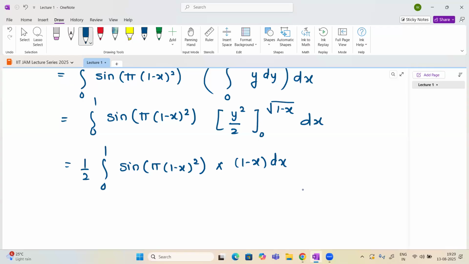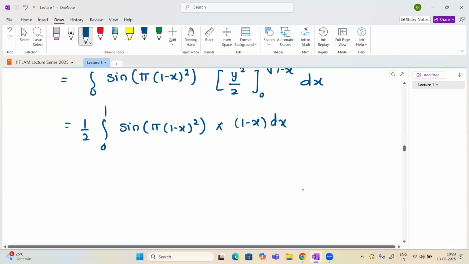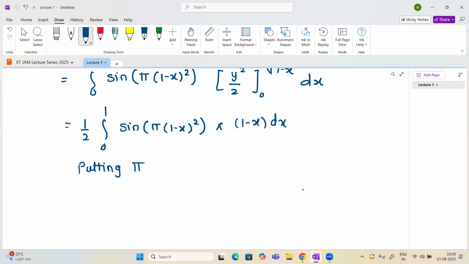If I put 0, you will get 0. Now tell me how to solve this integration. Substitution. What shall I put? 1 minus x, the whole square. I already told you the technique: when you have anything inside the bracket, or anything at a power of some function, like e raised to x, that thing we have to put.